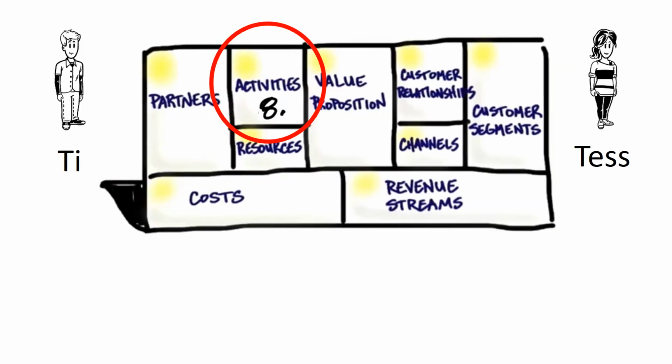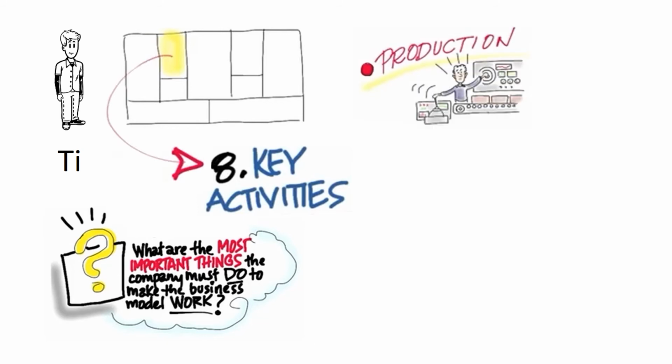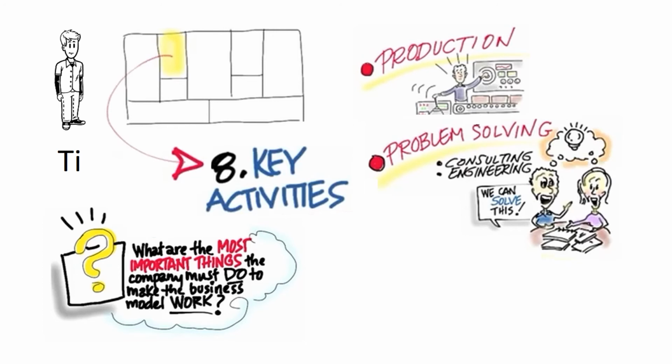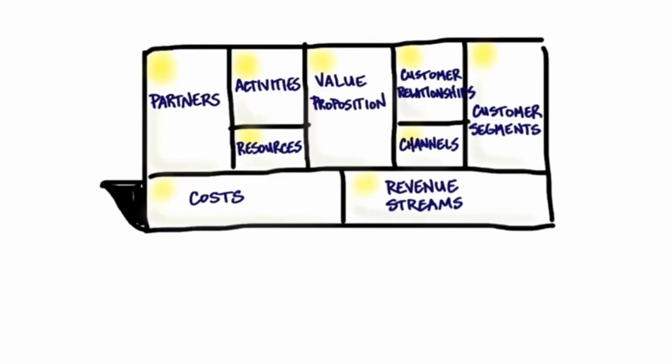Next are key activities. What are the most important things you need to do for the business model to work? Are you in the production business? Are you making something? Or are you in the problem-solving business, like you're doing consulting or engineering? Or are you managing supply chains? What are the key activities you need to become expert at?